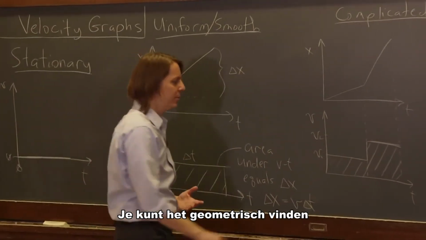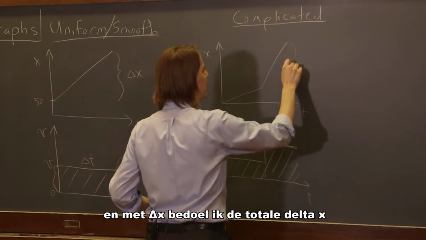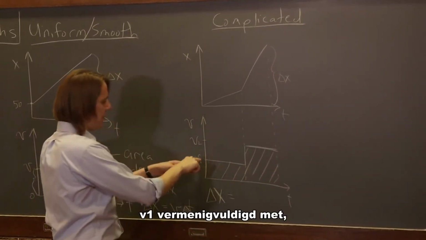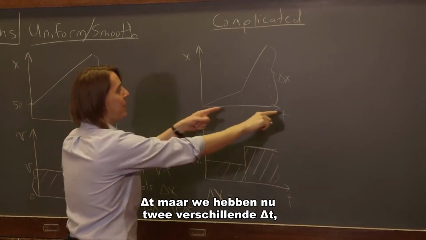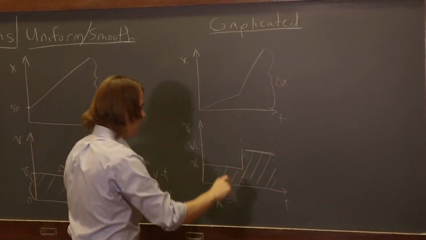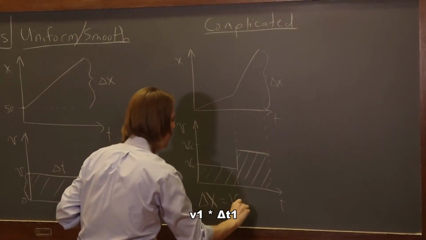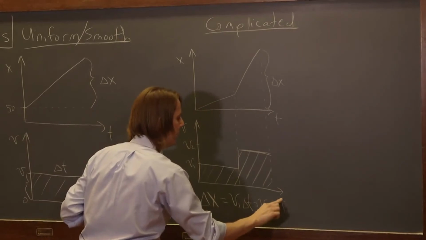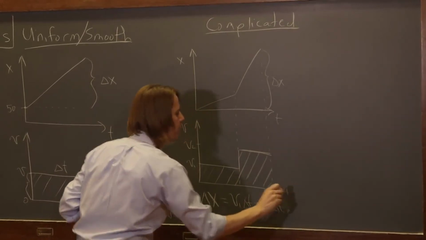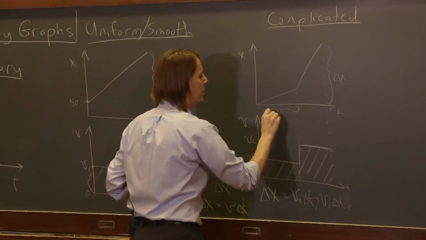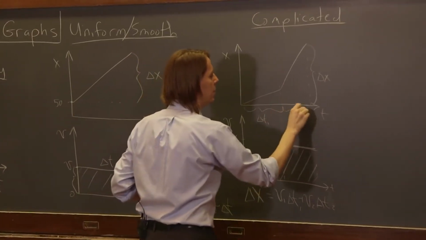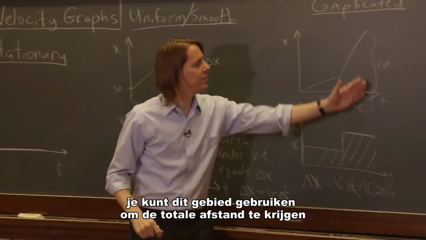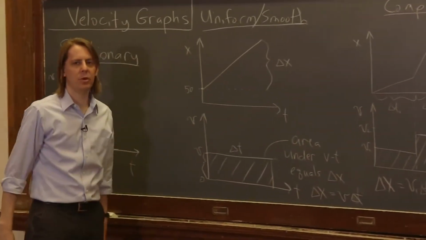You could get it geometrically. You could say delta x, and by delta x I mean the total delta x is v1 times, now we have two delta t's. Now we've got to use our delta t notation. v1 times delta t1 plus v2 times delta t2, right? Where this is delta t1 and this is delta t2. So you can use the area to get the total distance if you want to.